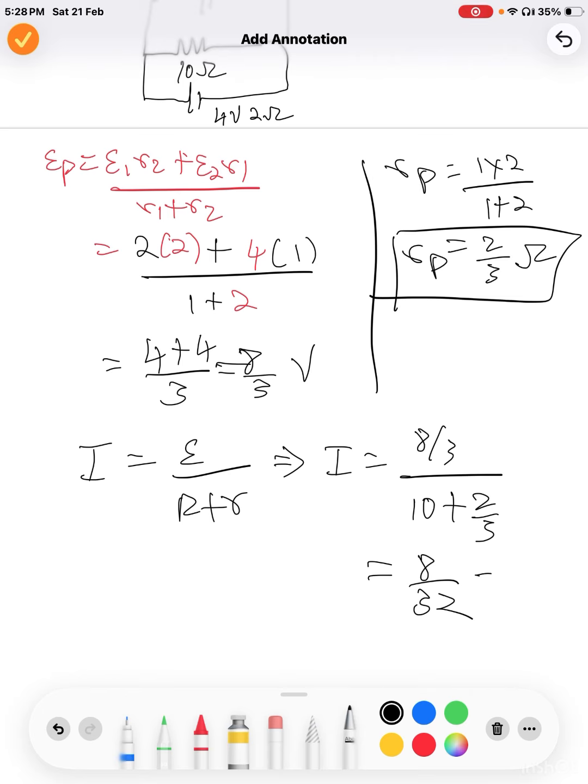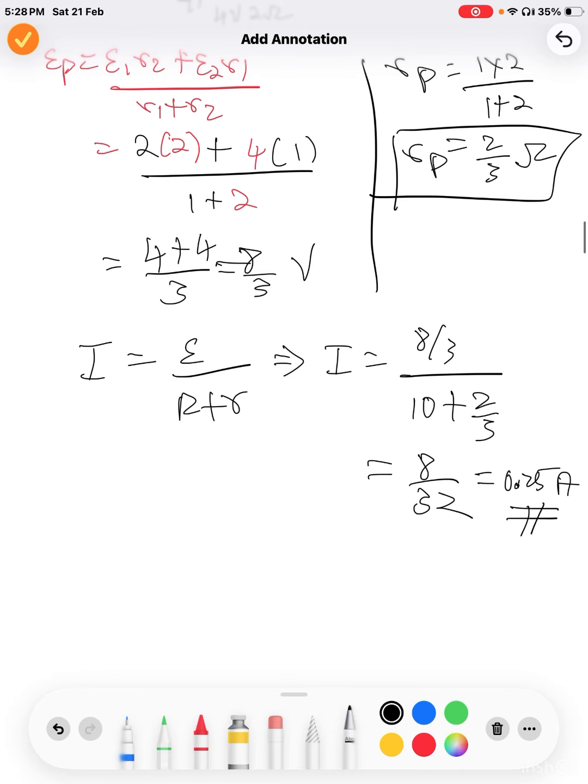So 8 by 32, which is nothing but 0.1 by 4, 1 by 4, nothing but 0.25 ampere. So current we got. Once you got the current, can we find potential across this? What is the potential across this? V equal to I into R. So I value is 0.25 and R value is 10. 0.25 into 10 is nothing but simply 2.5 volt is the potential difference across it, and current is 0.25.